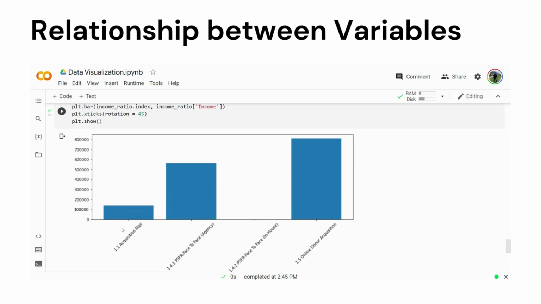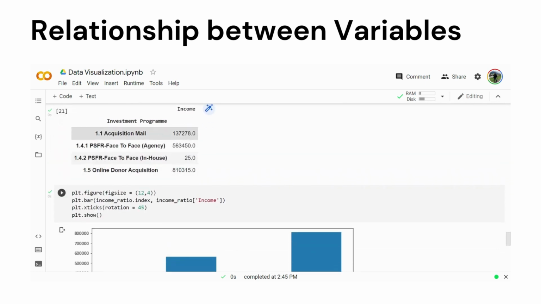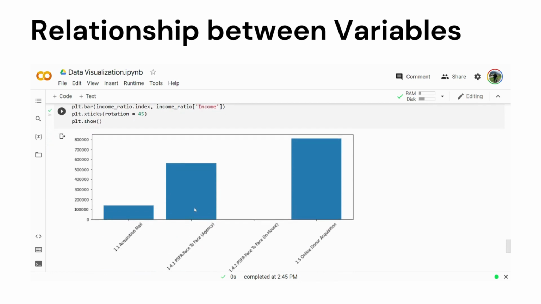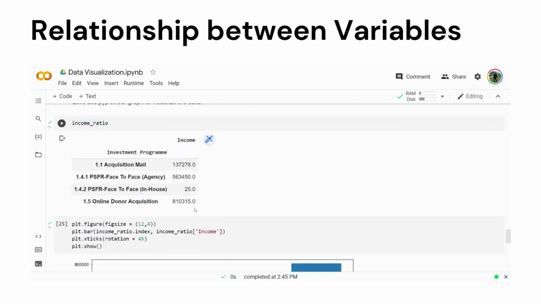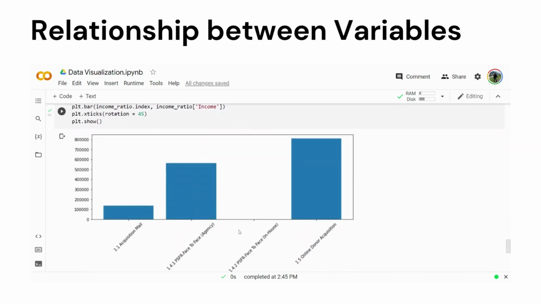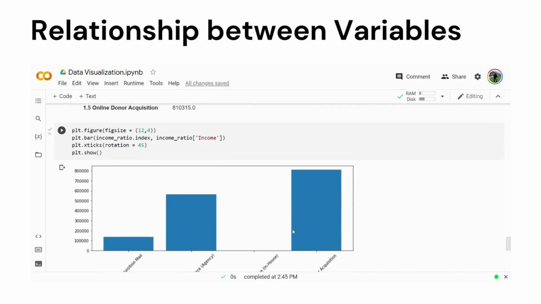Another acquisition method has about 30,000 to 137,000 USD, 137,000, and then face-to-face agency. We can see that the face-to-face in-house amount is pretty low, only about 25. So this is how we can use the bar graph to show the quantitative comparisons between the different investment programs for the year 2020.